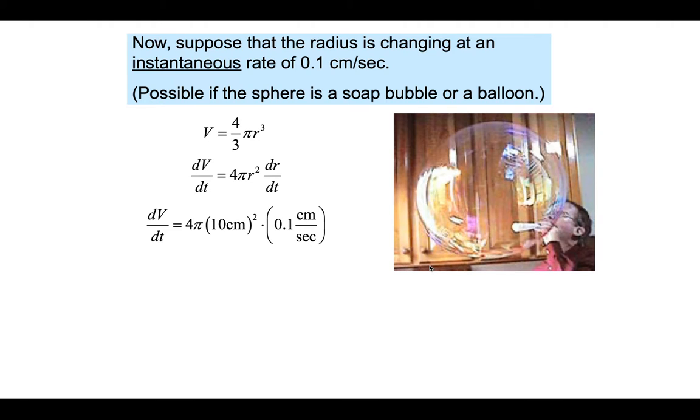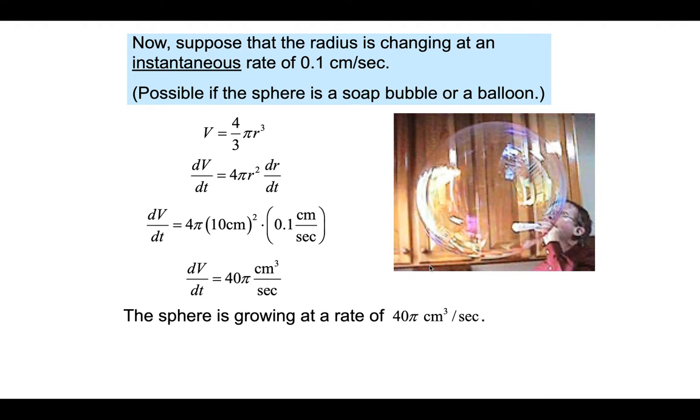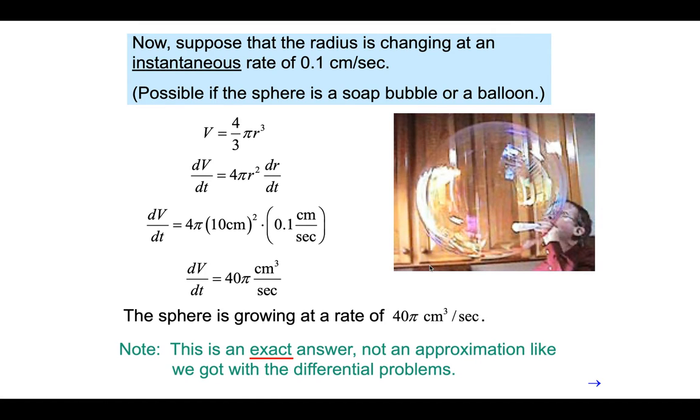So dV/dt is going to be 4 pi times (10 centimeters) squared, and since our instantaneous rate at this point, our dr/dt, is 0.1 centimeters per second, we plug that in, and we get 40 pi cubic centimeters per second. So the sphere is growing at a rate of 40 pi cubic centimeters per second, and this is an exact answer, not an approximation like we got with the differential problems.